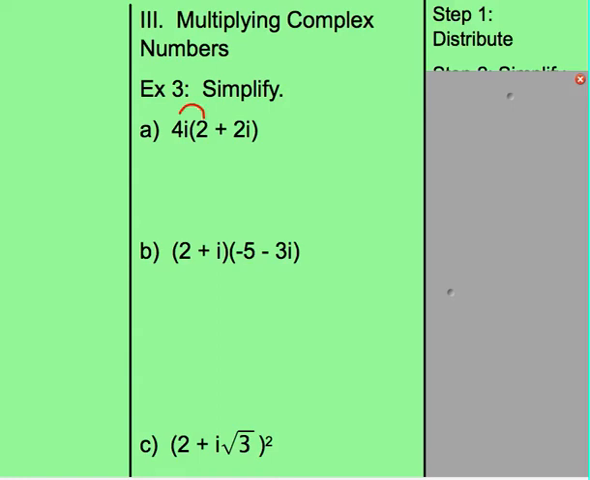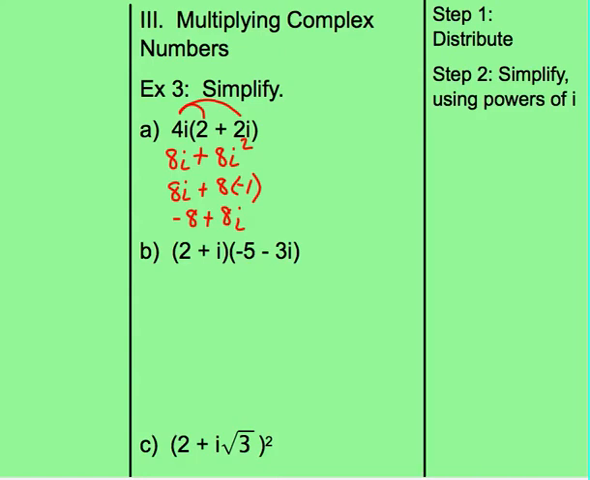So I have 4i times 2, which is 8i. 4i times 2i is 8i squared. But i squared is -1. And when we write our complex numbers, we write them with the real part first and the imaginary part second. So I'm going to flip this around to put it in standard form, and I'm going to get -8 plus 8i.